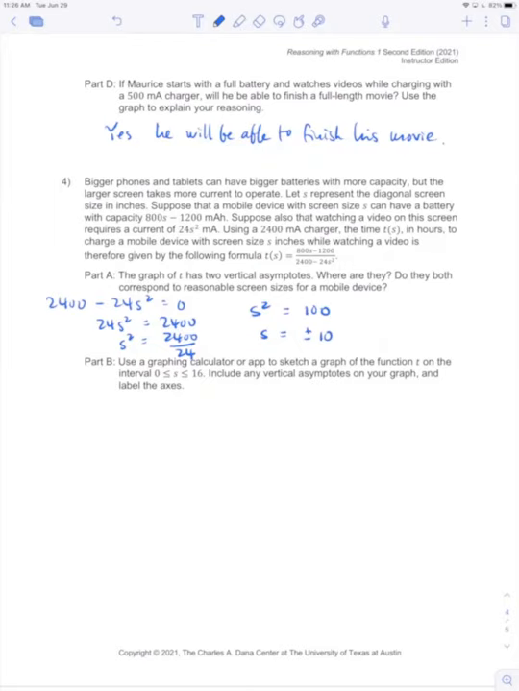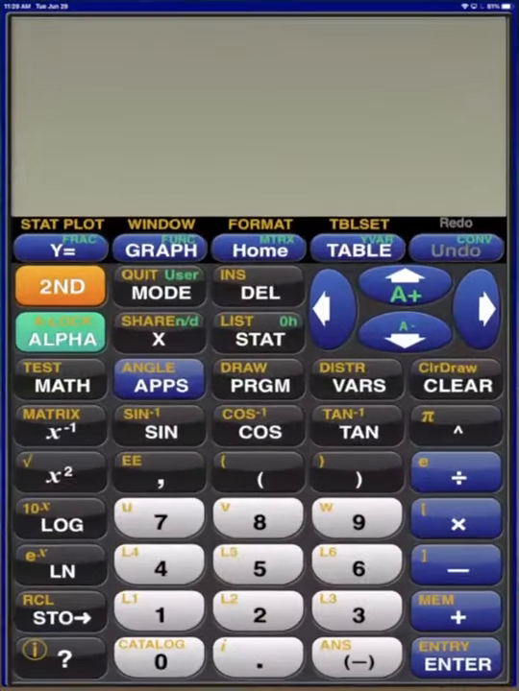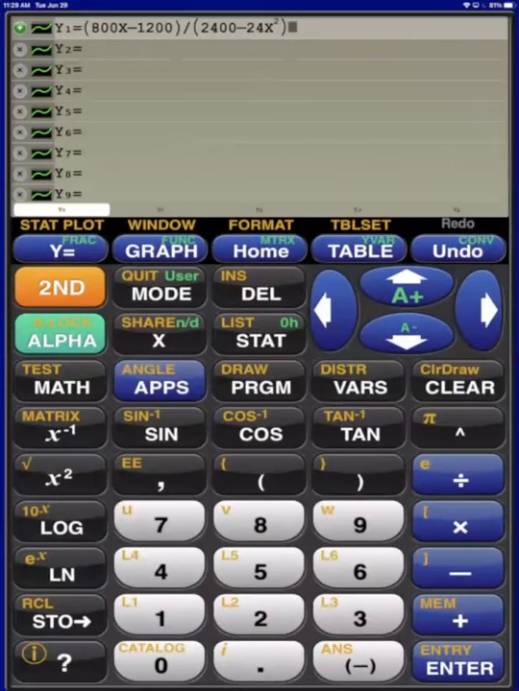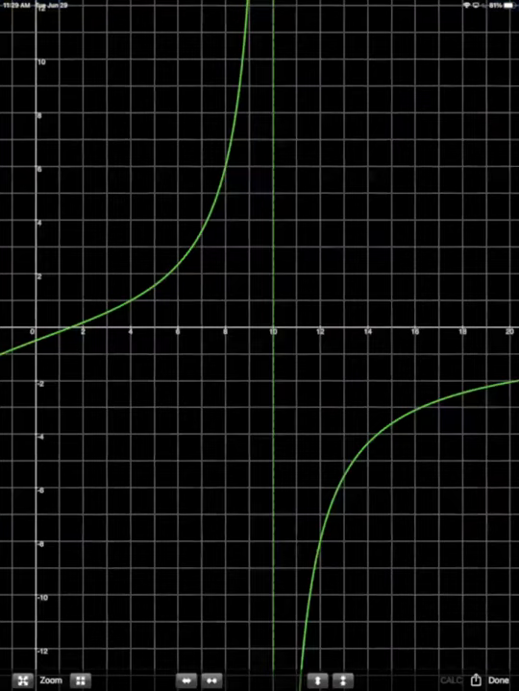Moving on to part B, use a graphing calculator or app to sketch a graph of the function T on the interval 0 to 16. Include any vertical asymptotes on your graph and label the axes. All right, so let's go to a calculator. I have this entered already in Y1, and let's graph this. And there we go. We see our vertical dotted line, the asymptote, at x equals 10. And then we see the two curves, one to the left, one to the right of the asymptote.